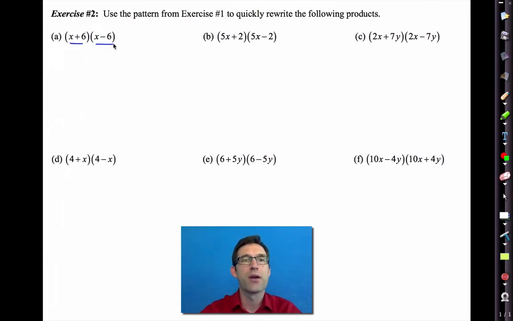So conjugate pair here says I can just do x times x and get x squared, 6 times 6 and get 36. X squared minus 36. Here we can get 5x times 5x, 25x squared, 2 times negative 2, and get negative 4. Wow, is this quick? If you think you have the pattern, pause the video now and work through the rest of these. If you've got the pattern, it should take you only a couple minutes.